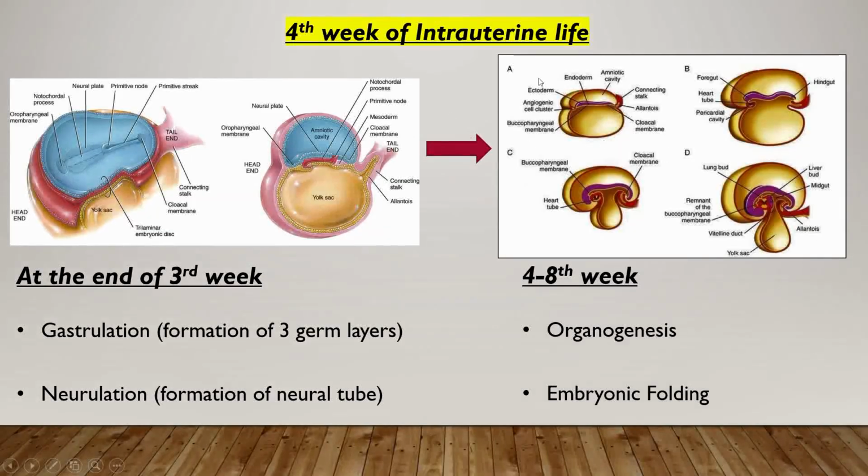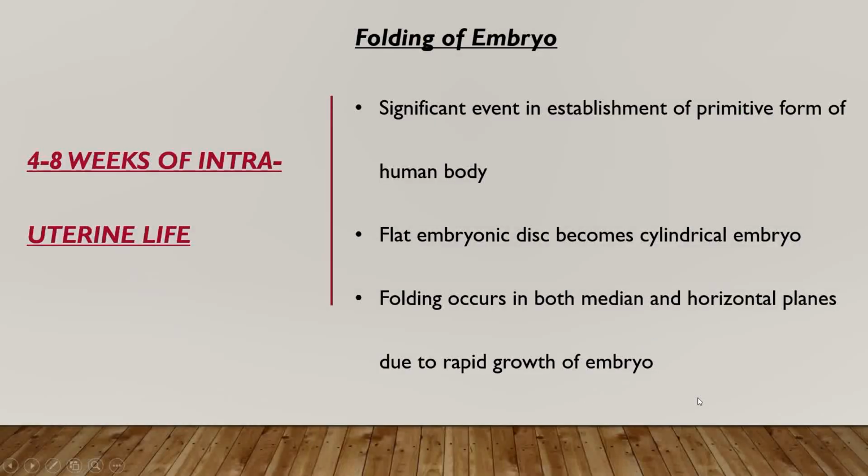Now coming to the fourth week. So we can see at the end of the third week, gastrulation happened, formation of the three germ layers happened, and also there was formation of the neural tube. The process is known as neurulation. And in the 4th to 8th week, now organogenesis will happen and the embryonic folding will happen.